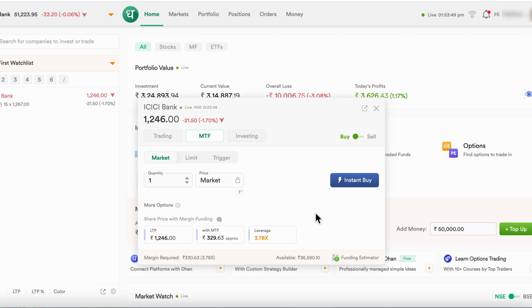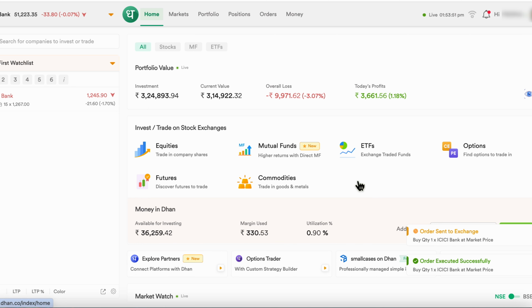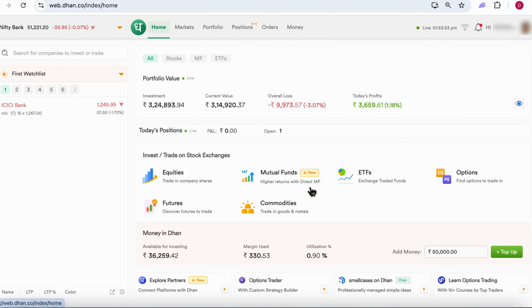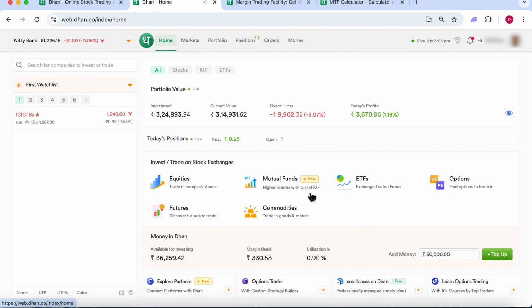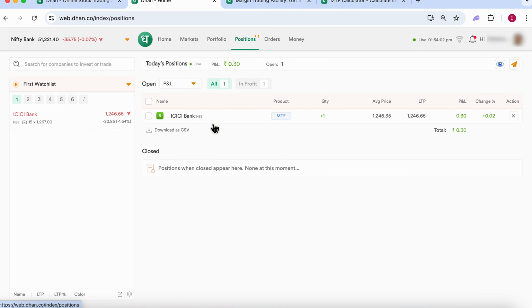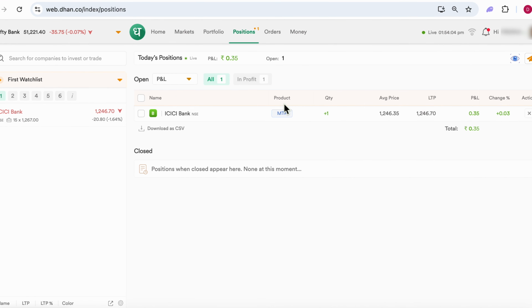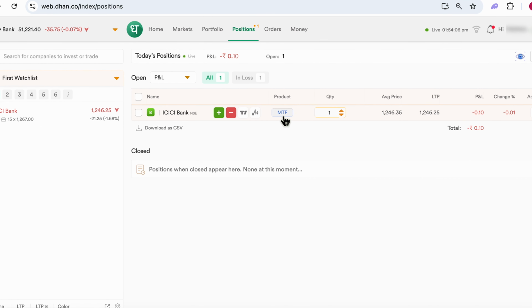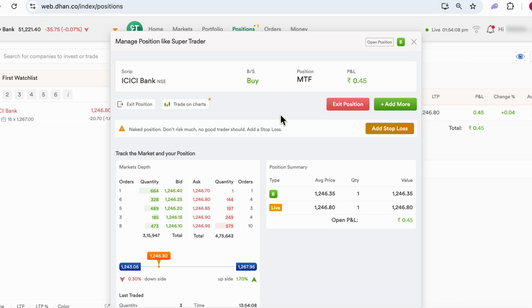So I can now go ahead and do an instant buy for this. Only 329 rupees approx is deducted from my own margin. The rest has come as MTF funding. And when I look at the positions tab over here, you can see the product MTF shows over here. And I can click on this position over here and look at the details.